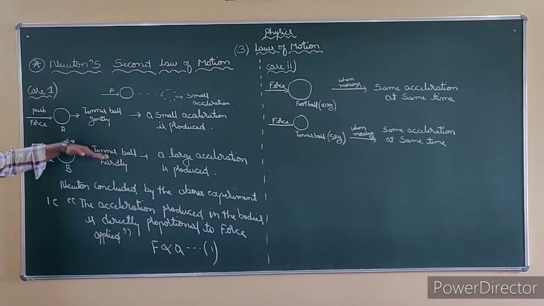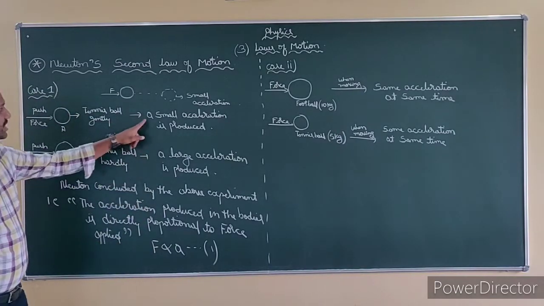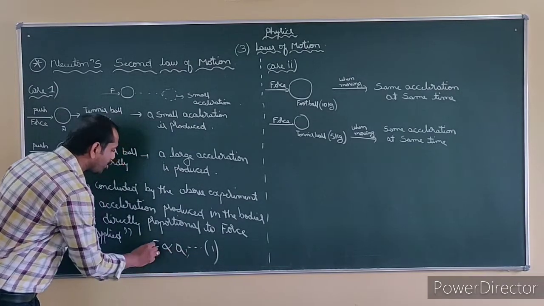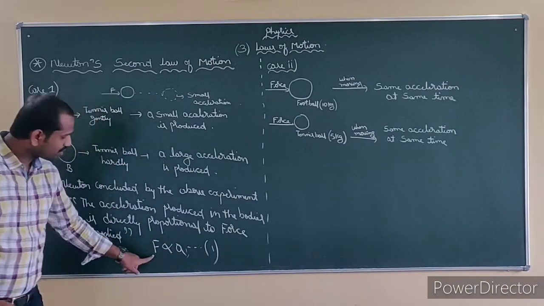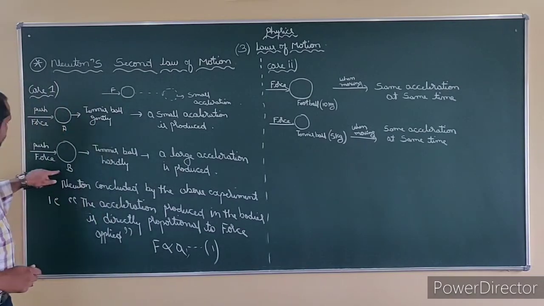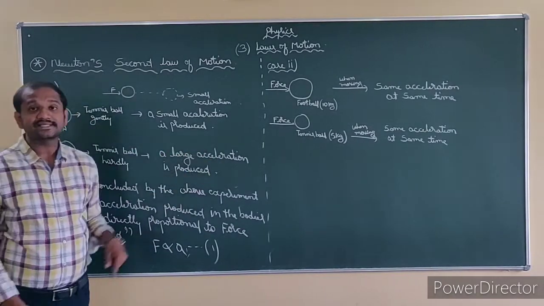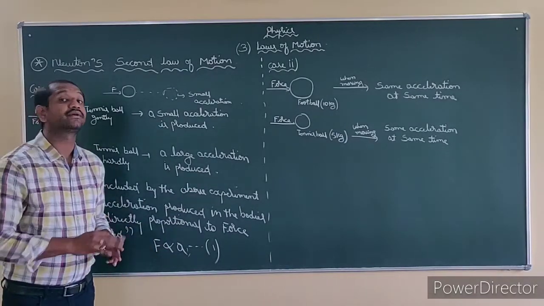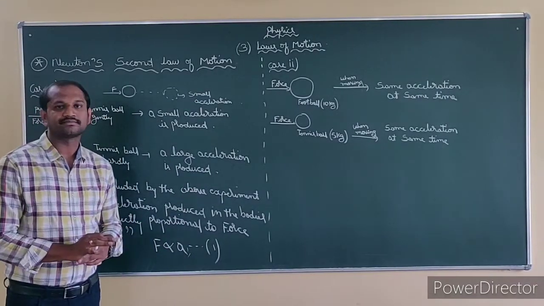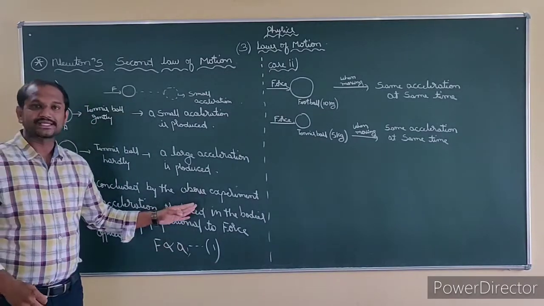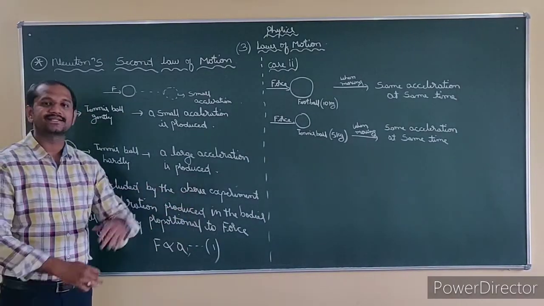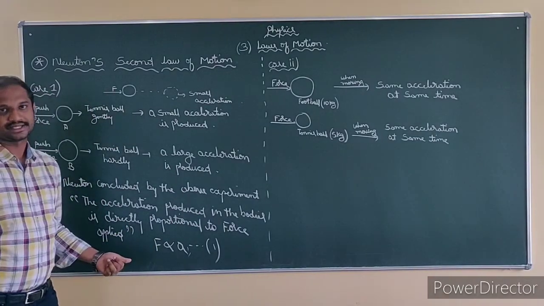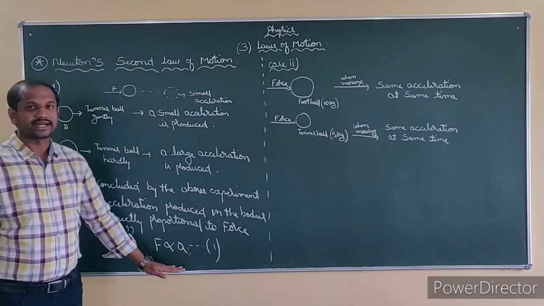Now come back to the examples I have taken. In the first case, the small acceleration. If the acceleration is small, obviously the force you applied is also small. Come to the second case. Large acceleration. If the acceleration is more, obviously the force you applied is also more. More the force, more the acceleration. Less the force, less the acceleration. This is what Newton concluded from this. This is the first part of Newton's second law of motion.